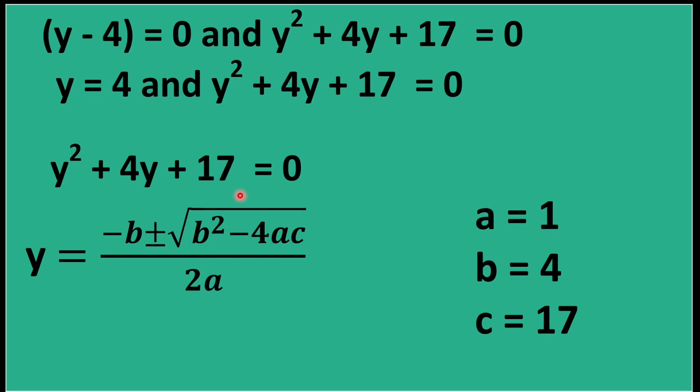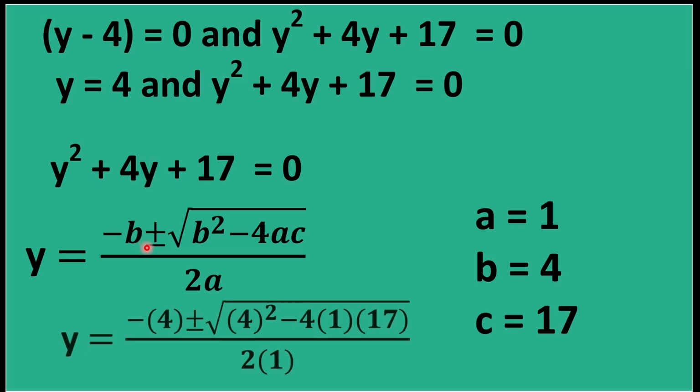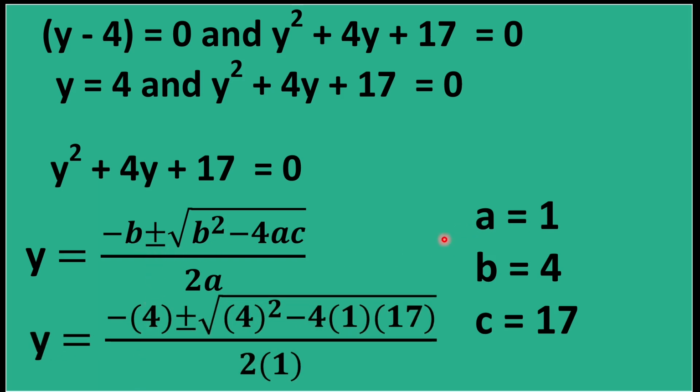So now we will put these values, but remember one thing, that we have found one value of y equal to 4. Please remember this value. We will use this value later on in the solution. So now let's put these values in this quadratic formula. So b equal to 4, and 4 square minus 4ac divided by 2a, a equal to 1.